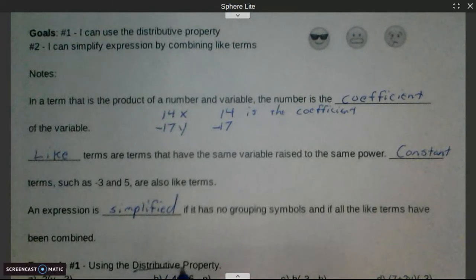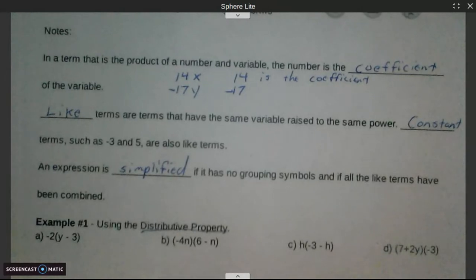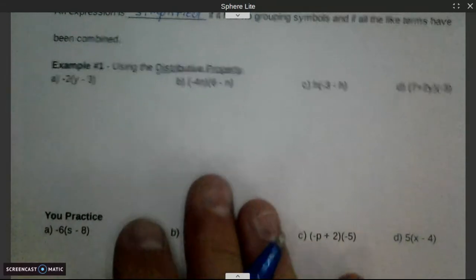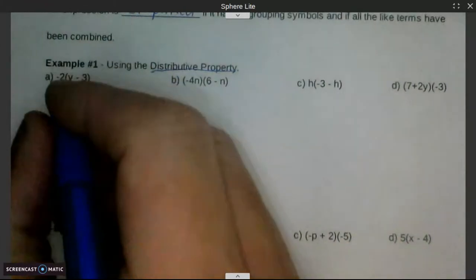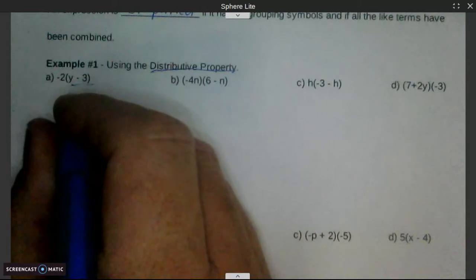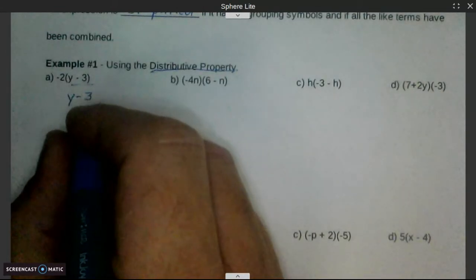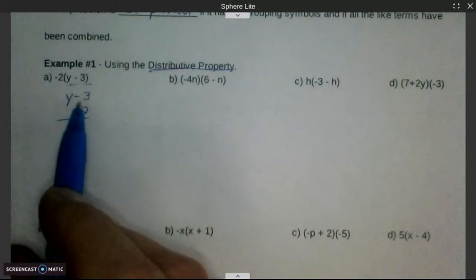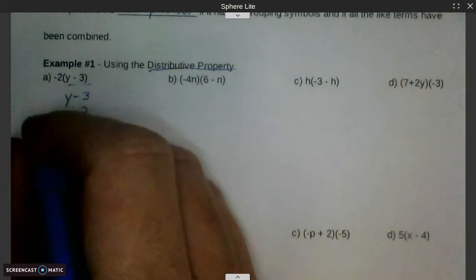Now, there are two ways to do the distributive property. One way kind of slows things down. Most people don't like it because it slows things down, but it allows you to see your answer a little bit better, and that's to multiply vertically. So I'm going to take my longer expression, in this case y minus 3, and multiply by negative 2. I'm going to put it down here just like if I had a 2-digit number and multiplied by a 1-digit number. Now I'm just going to do the multiplication.